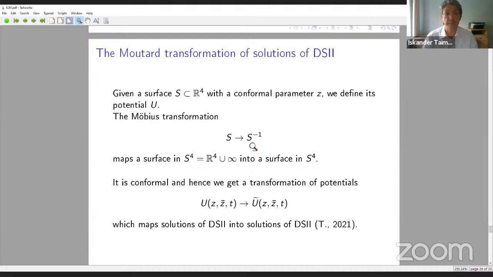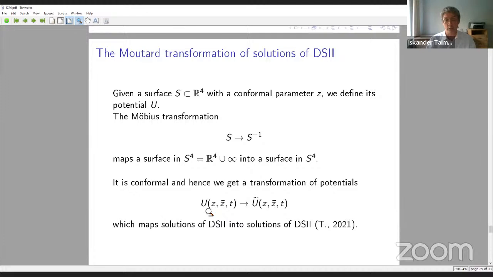Of course, we have to compactify R4 by infinity because the origin of R4 is mapped into infinity. So we have a surface in S4. It is conformal because it's a Möbius transformation, and hence we get a transformation of potentials. Moreover, if the original potential U satisfies the Davey-Stewartson equation, then the transformed potential also satisfies the Davey-Stewartson equations.